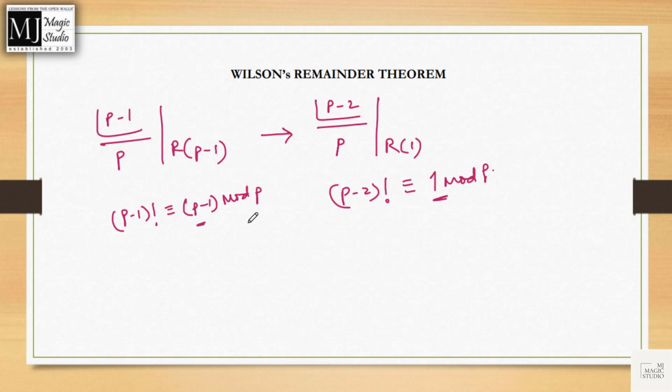We have done Euler's, we have done Fermat's, and we have done Wilson's remainder theorem. So we are left with one more remainder theorem, that is Chinese remainder theorem, which I would be taking up in my next session. Please go through it and go through the HCF LCM topic also.